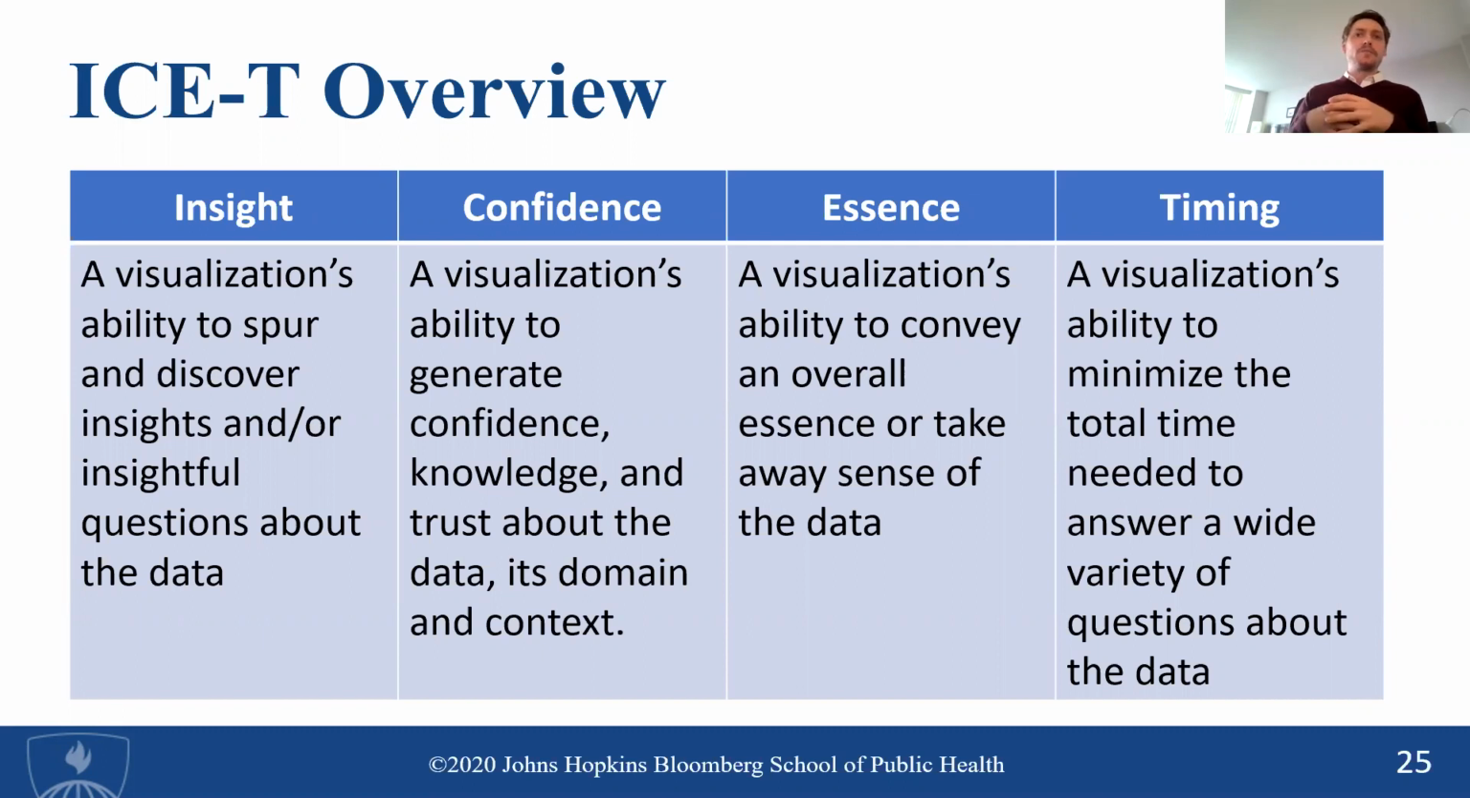Essence is a visualization's ability to convey an overall essence or takeaway sense from the data. Do you feel like you're getting a good sense of the harms of an intervention? Do you get a sense that you are getting all of the harms that you should be, all the information that you might want? And then timing is a visualization's ability to minimize the total time needed to answer a wide variety of questions about the data. So is the visualization clear? Does the layout make sense? Is this a visualization that really requires a lot of thought, something that you have to spend a lot of time thinking about to get something out of it?